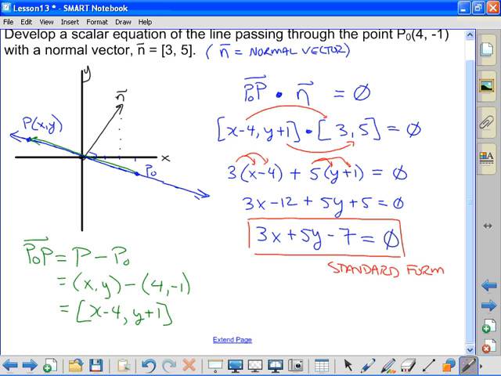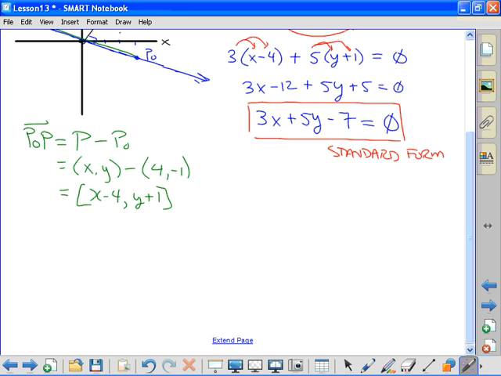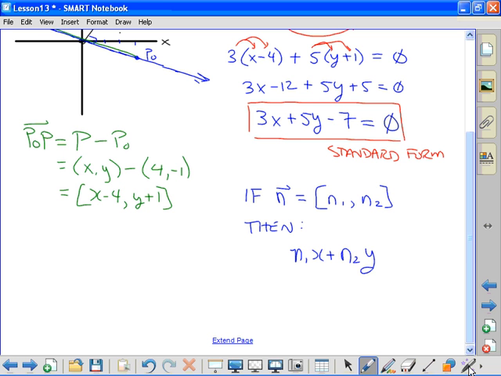Is that a coincidence? Because sometimes a math teacher will say, well, actually, that's just the way it worked out. No, absolutely not. In this case, if our normal vector is, what notation? Let's go with n1, comma, n2. Then we will have n1x plus n2y plus some constant equals 0. And that happens every time. Okay, so it wasn't a coincidence.